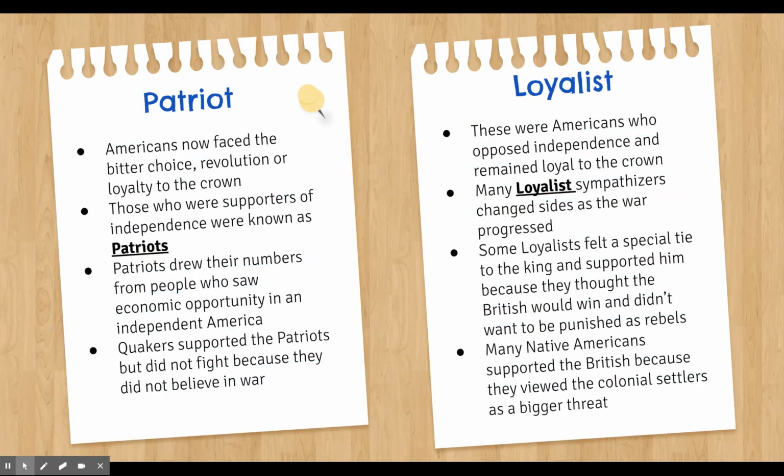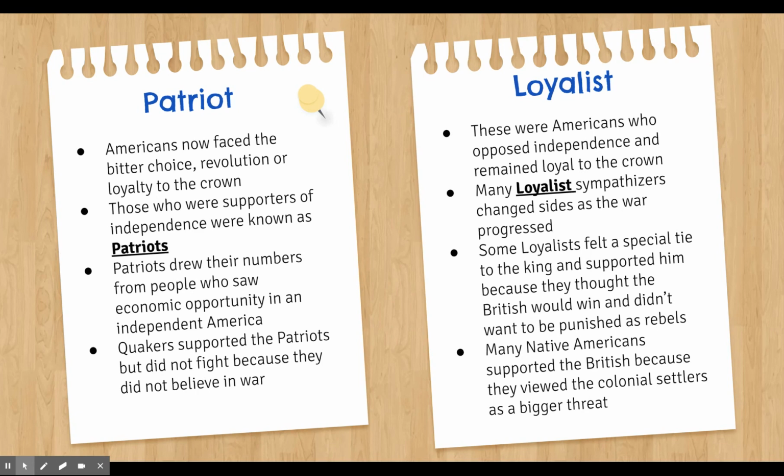Patriot and Loyalist. Americans now face the bitter choice, revolution or loyalty to the crown. Those who were supporters of independence became known as patriots. Patriots drew their numbers from people who saw economic opportunity in an independent America. Quakers supported the Patriots but did not fight because they did not believe in war. So Patriots also saw that the colonies could do a better job governing themselves and not having to be imposed acts and laws and taxes by a foreign ruler.